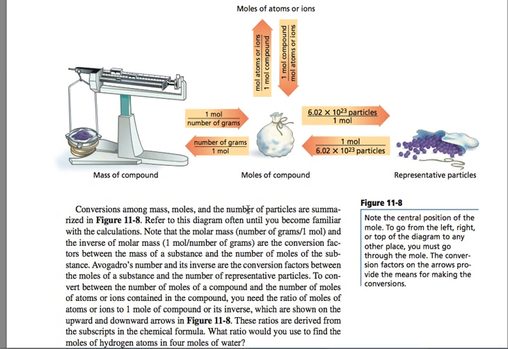Conversions among mass, moles, and the number of particles are summarized in figure 11.8. Refer to this diagram often until you become familiar with the calculations. Note that the molar mass and the inverse of molar mass, 1 mole per the number of grams or the number of grams per 1 mole, are the conversion factors between the mass of a substance and the number of moles of the substance. Avogadro's number and its inverse are the conversion factors between the moles of a substance and the number of representative particles. So if I want to go from a mole to representative particles, I need to know this conversion factor.